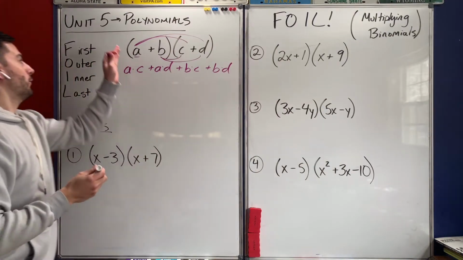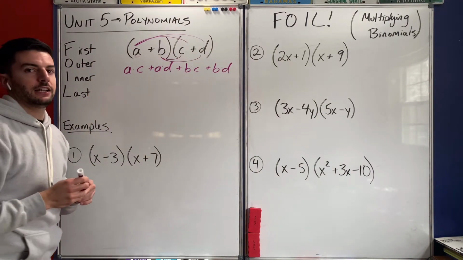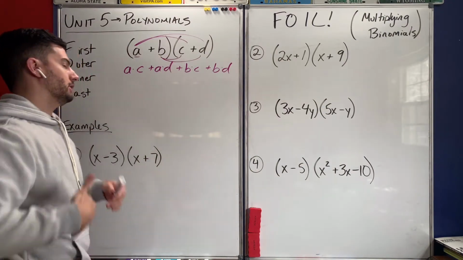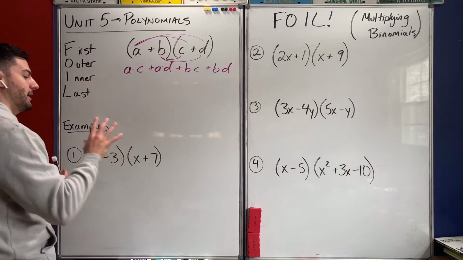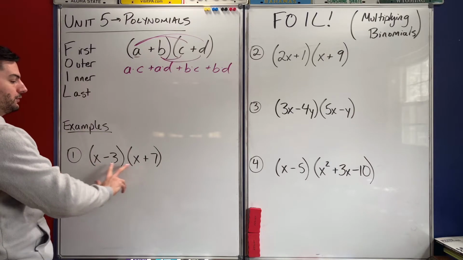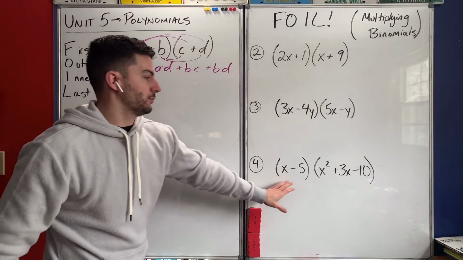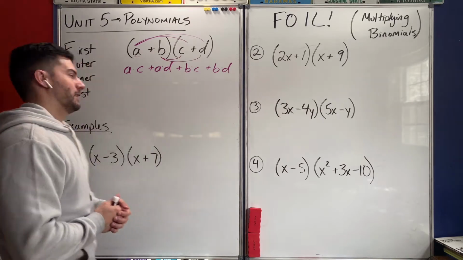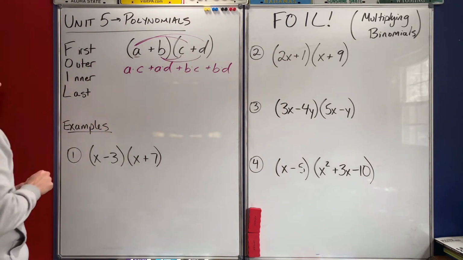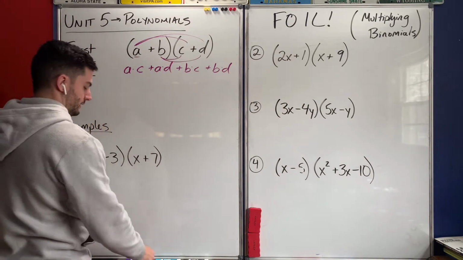Now, where FOIL comes in, first, outer, inner, last, is telling you the order that you would do all these multiplications in. There are going to be 4 multiplications when you have a group of 2 times a group of 2. For a group of 3 or a bigger one, like number 4 here, it's going to be a few more multiplications, but for this it's 4 multiplications. So that basically is telling you the order.